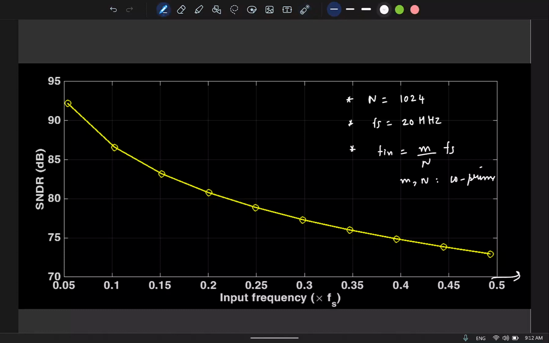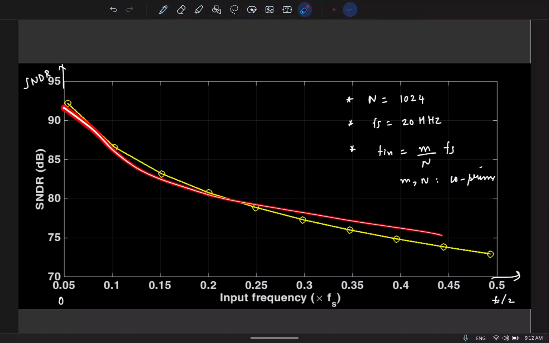So x-axis is the frequency, normalized to Fs. So this is 0 to Fs by 2. And in the y-axis I am plotting the signal to noise and distortion ratio. In this there is no noise, only distortion. And as expected, you see as you increase the input frequency, the signal to noise and distortion ratio also degrades.